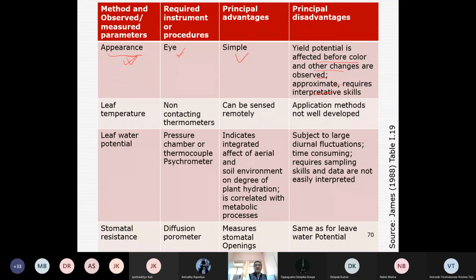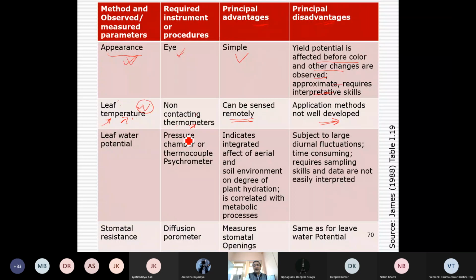Leaf temperature we can measure to find out if there is sufficient water. Leaf temperature will be controlled by atmospheric conditions. However, if water availability is reduced, leaf temperature will rise with respect to atmospheric conditions. Non-contacting thermometers are available, and it can be sensed remotely. That is the advantage of this particular leaf temperature measurement. However, the disadvantage is that application methods are not well developed. It is a very rough and crude method.